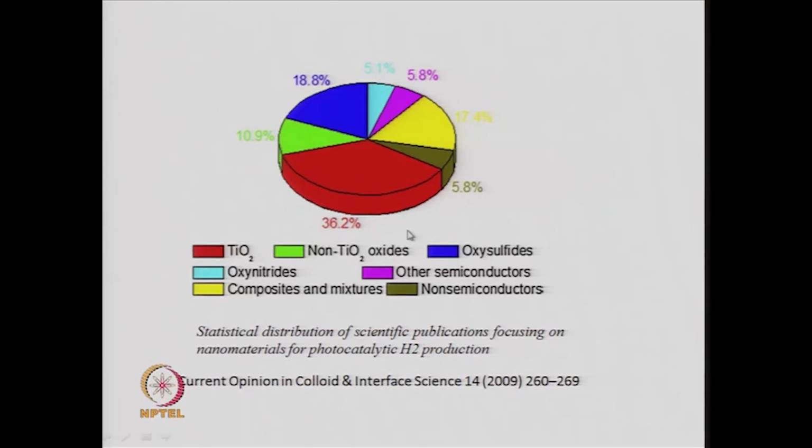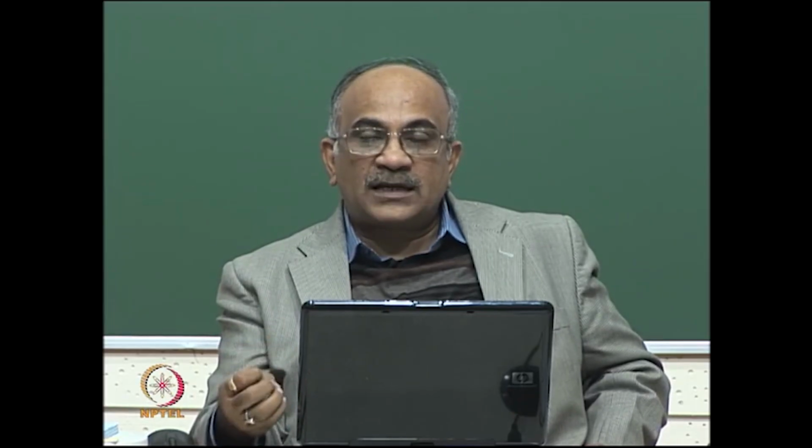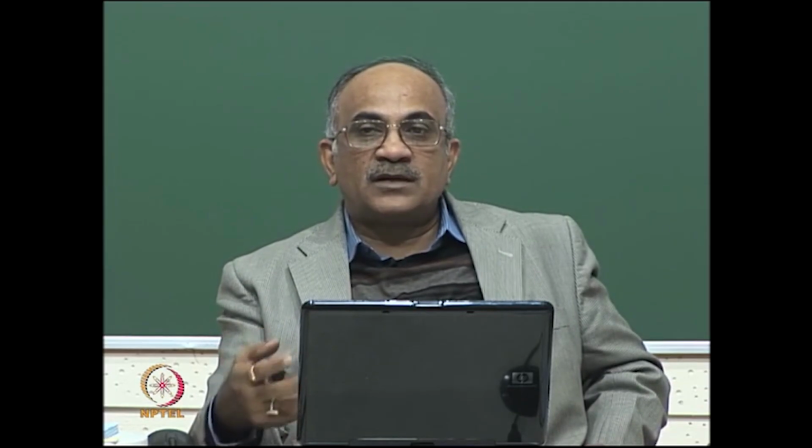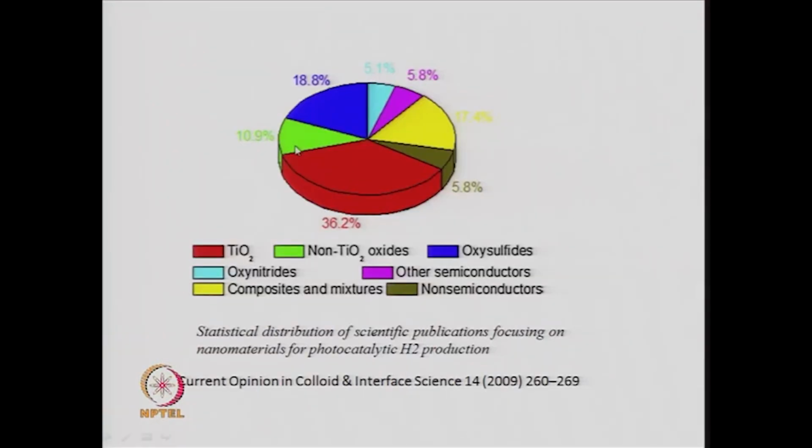Whereas, other materials have also been used as photocatalysts, other semiconductors like oxysulfides, which is around 19%, oxynitrides, much less at 5%, then non-titania based oxides. There can be other oxides which have been used as photocatalysts, say tantalum pentoxide, niobium pentoxide or many other materials, and they have a share of around 11%. People have also used non-semiconductors like insulators or metals, but the amount of literature on that is much less.